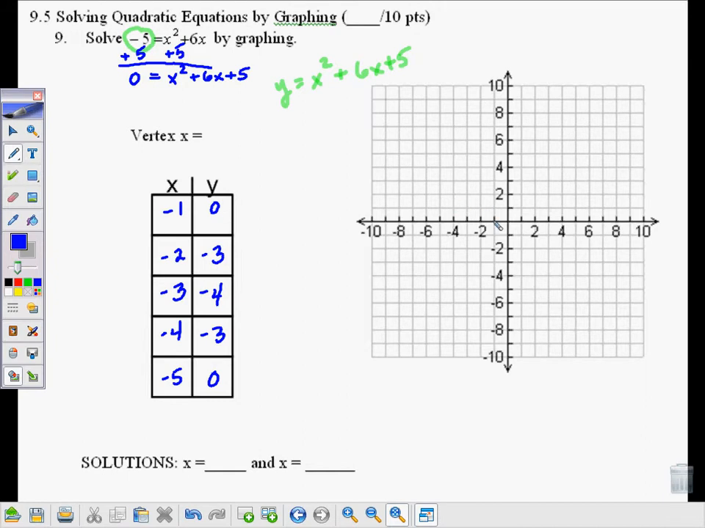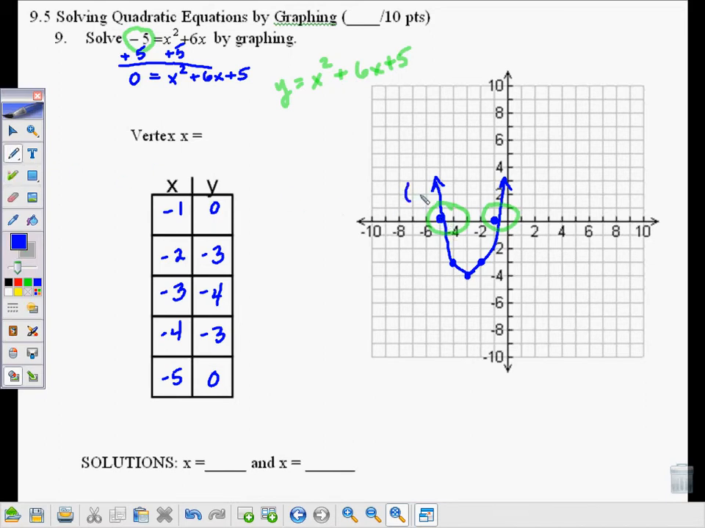And I plot those points, negative 1, 0, negative 2, negative 3, negative 3, negative 4, boom, boom, boom. And here's the sketch of my graph now. And now what I look for are my x-intercepts. Those are where the y is equal to 0. Y is 0 at each of these points.